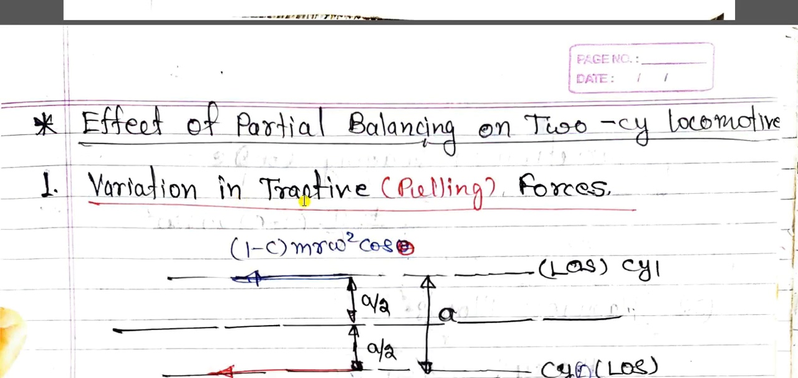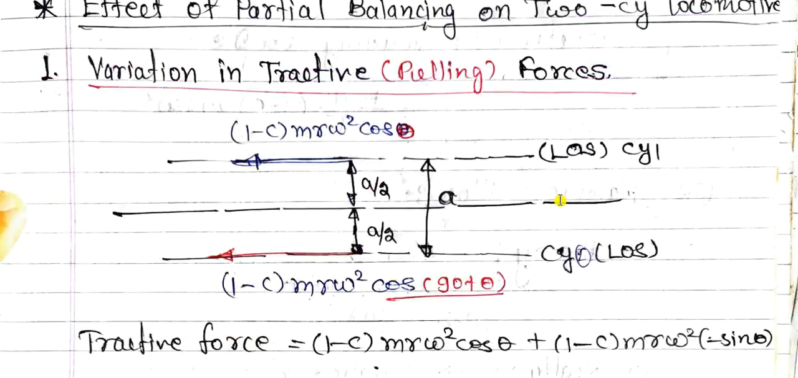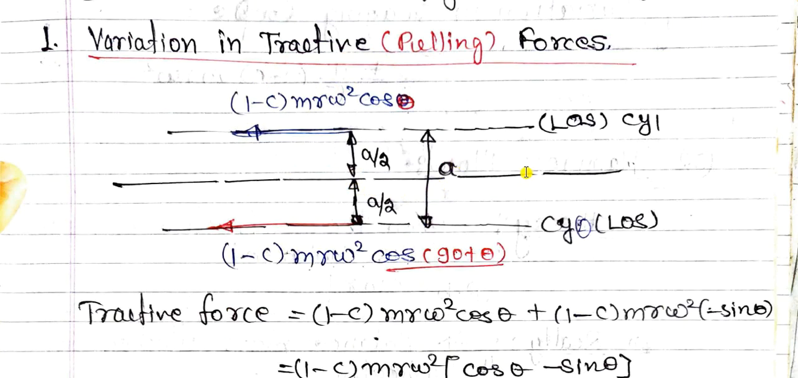So, variation in tractive forces. Tractive means pulling force. For example, this is cylinder 1, this is cylinder 2. This is how much unbalancing force along the line of stroke: (1 minus c) m r omega square cos theta. Now this is cylinder 2. How much unbalanced force here? (1 minus c) m r omega square cos theta.